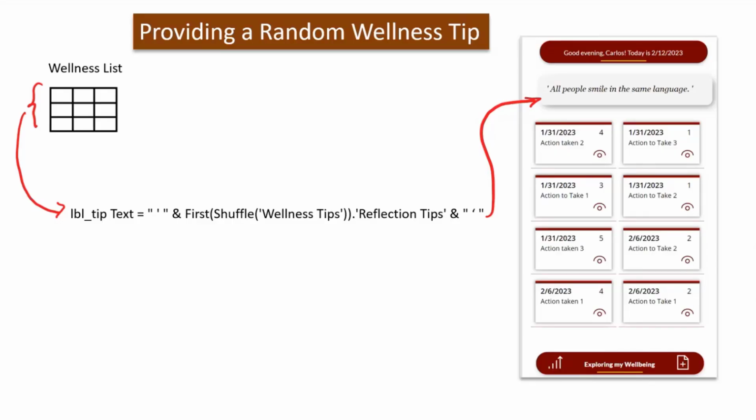So this is the way the random wellness tip gets delivered to the users. There's a list of random wellness tips, and the label at the top of the screen is basically the result of shuffling that wellness list and then putting the first one of that shuffled deck at the top of that screen.